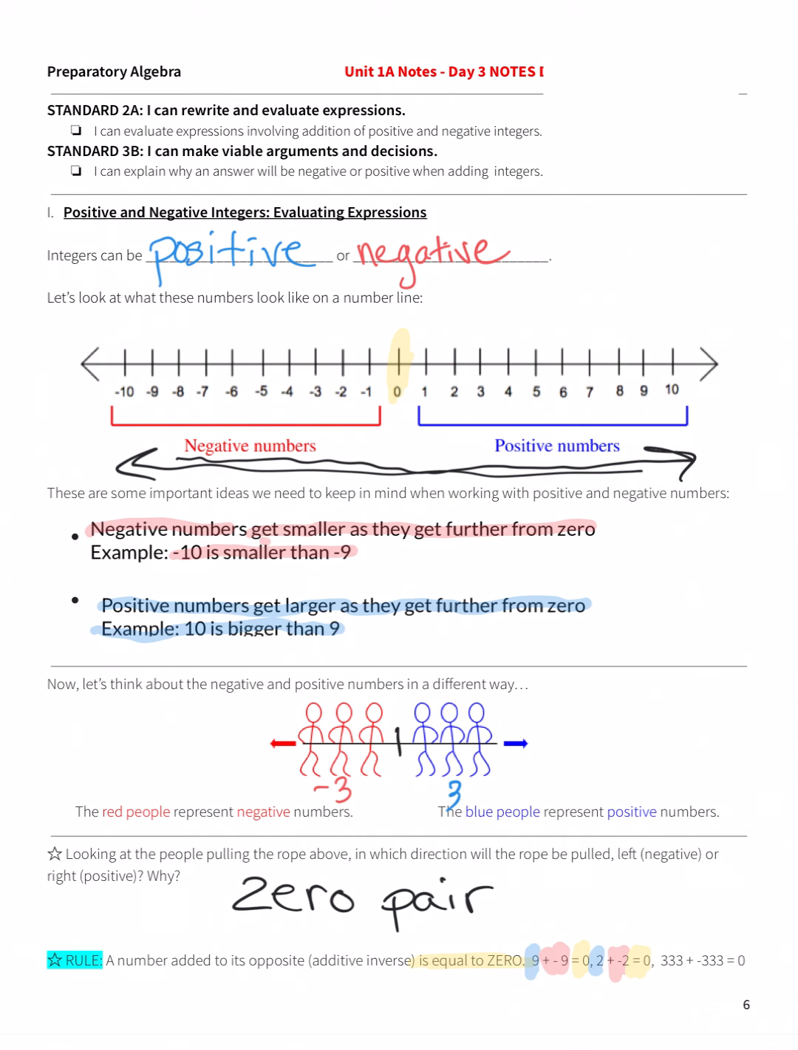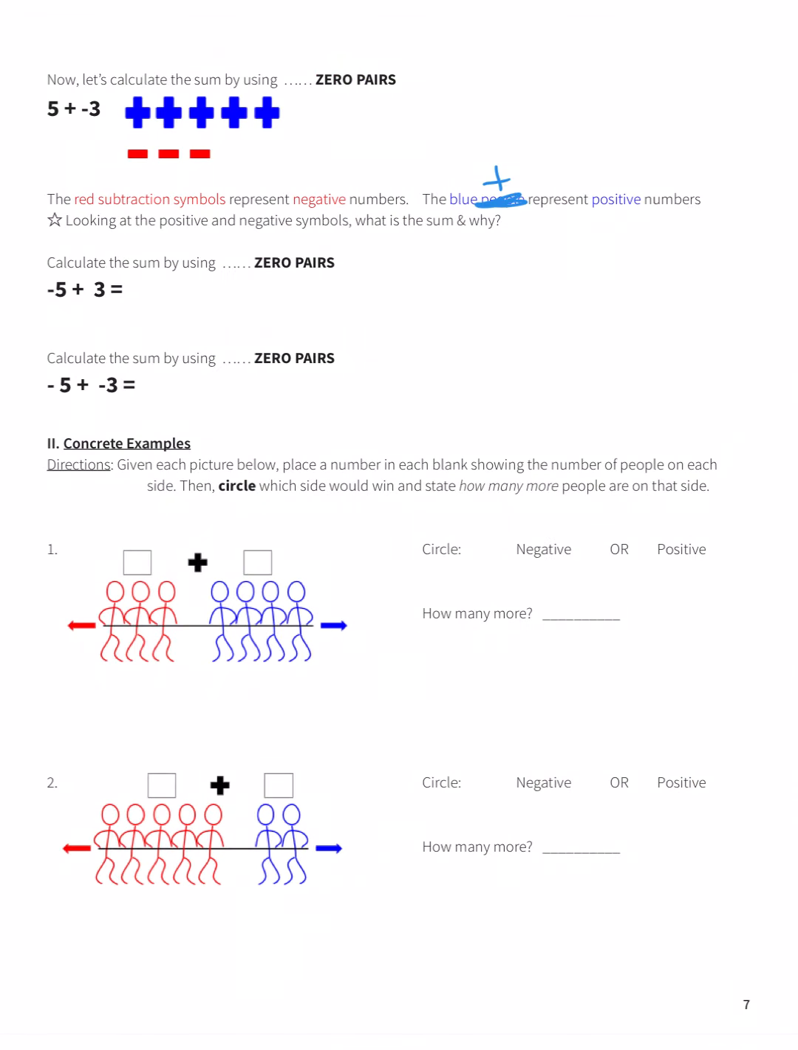If it's negative 20 degrees out and then the temperature goes up by 20, where am I at? I'm at 0, because a number added to its opposite is always 0. Okay, now we're going to practice calculating the sum, or adding two numbers together, by using 0 pairs. And remember, a 0 pair, a number and its opposite, is always equal to 0. So here's a good way to visualize it and use that understanding to add positive and negative numbers.